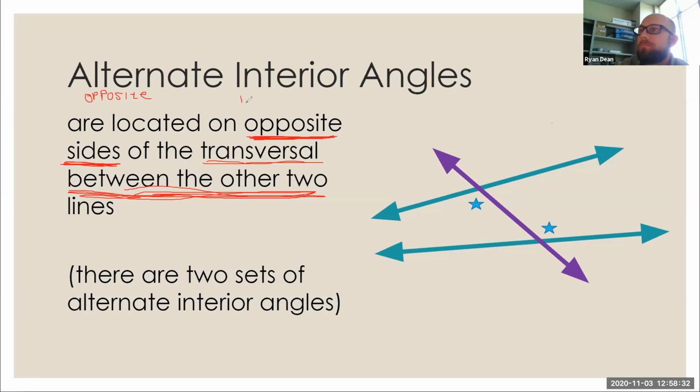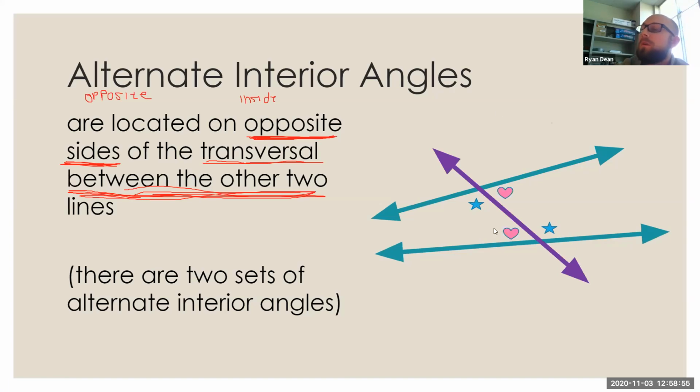Okay, the interior is just inside. So we have opposite angles that are on the inside. They're on opposite sides of the transversal. The only other set that we have here are the two pink hearts. The pink hearts, again, are opposite of each other from the purple line, but they are sandwiched in between the blue lines.